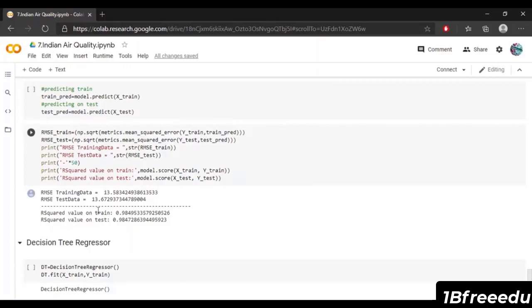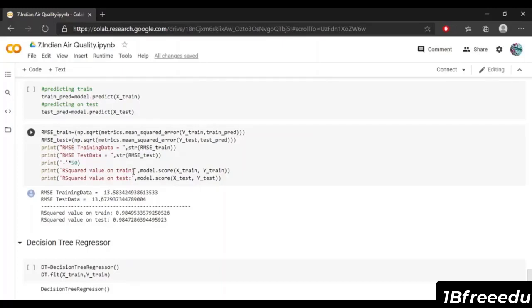And in order to evaluate this model, we have used evaluation metrics like the root mean squared error and the R squared. The root mean squared error is supposed to be low in order to check if our model is performing well. There are 2 things that we have to keep in mind. One is the root mean squared error, which is supposed to be as low as it can. And then we have the R squared value.